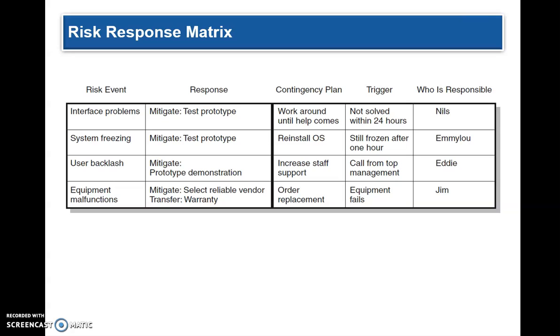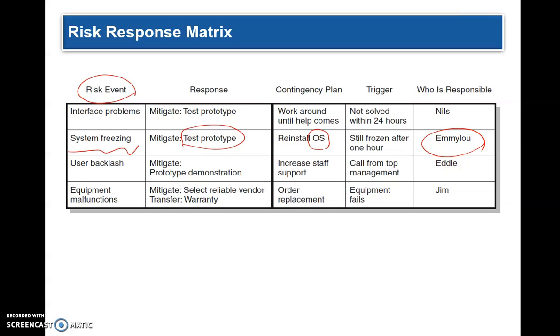A risk response matrix looks like this. So you have a risk event, for instance, system freezing. The response is you want to mitigate it. And how do you mitigate it? You want to test the prototype thoroughly. The contingency plan is if it happens, then you have an operating system ready so you can reinstall the operating system. The trigger is still frozen after 1 hour. And who is responsible? EMI is going to be responsible for that.